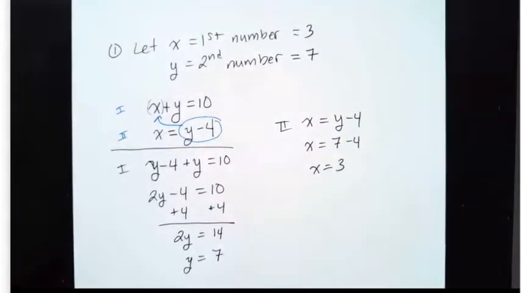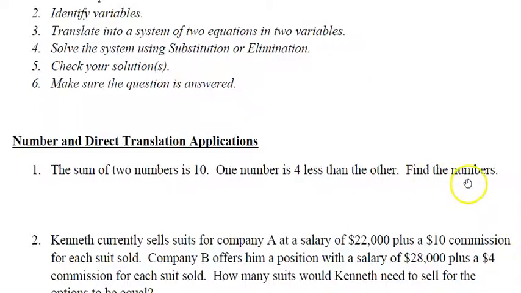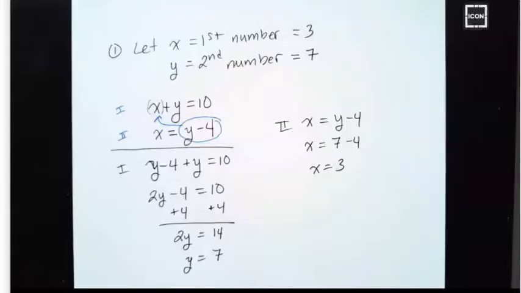Then I'll just check that I've answered the question. The question said find the numbers. I did find the numbers. The first number is 3. The second number is 7. So I've answered the question.